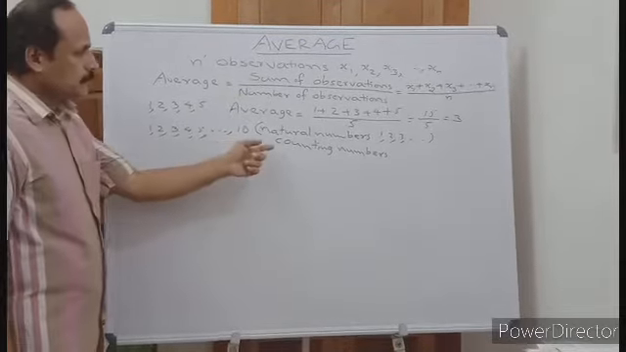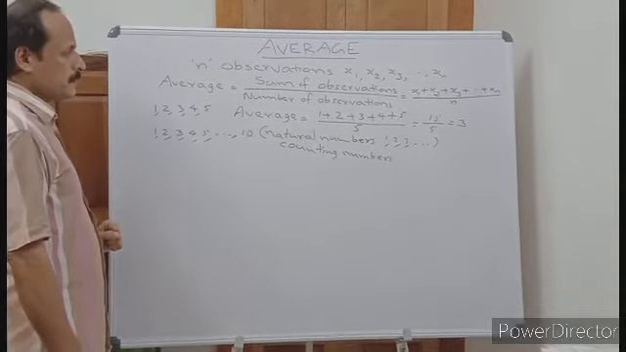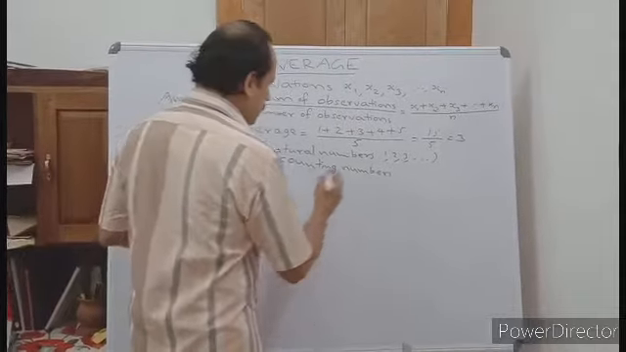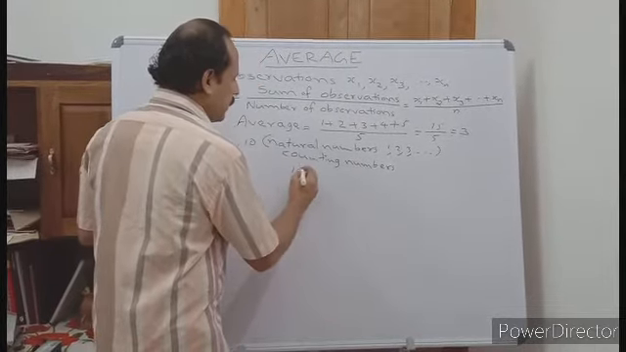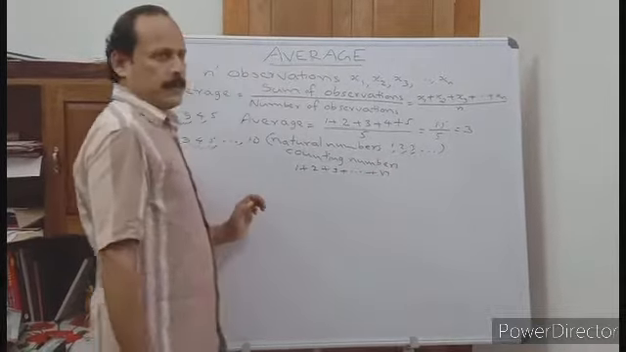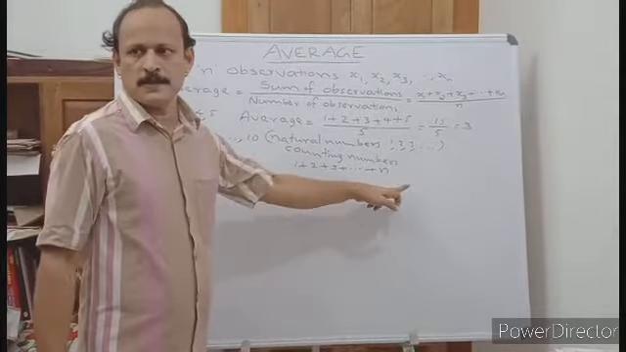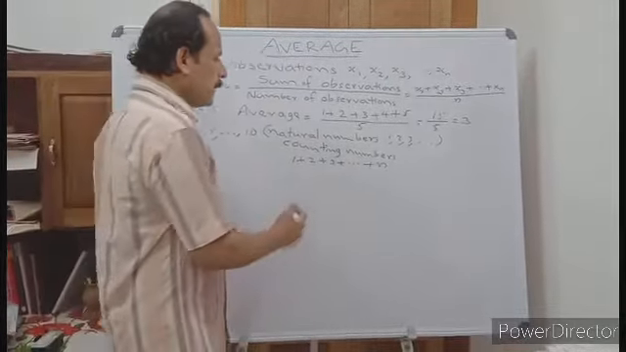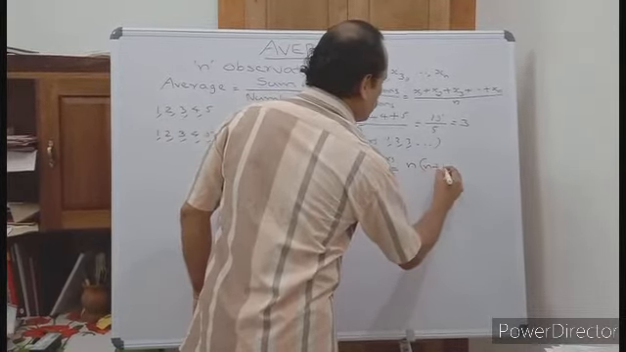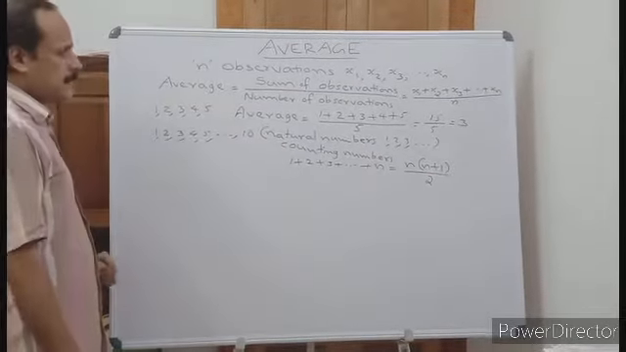And before going to finding the average of these numbers, there is a formula to find out the sum of the first n natural numbers, that is 1 plus 2 plus 3 plus etc. plus n. These are the first n natural numbers, and their sum equals n into n plus 1 divided by 2. This is the formula to find out their sum.